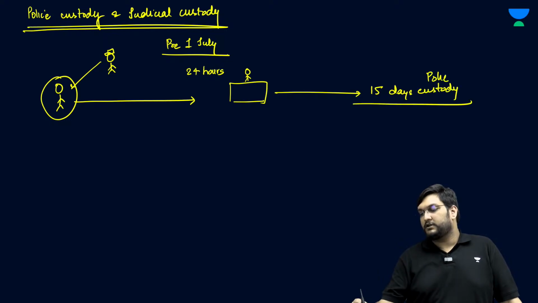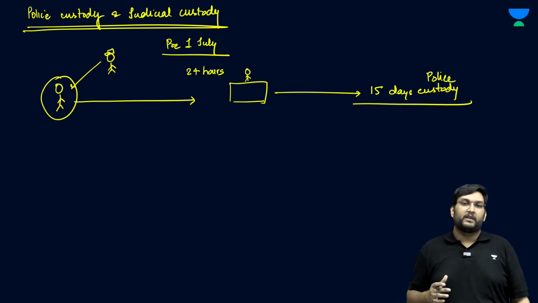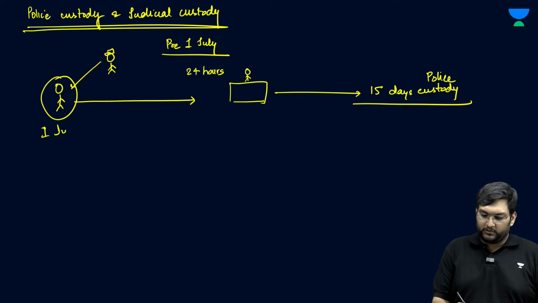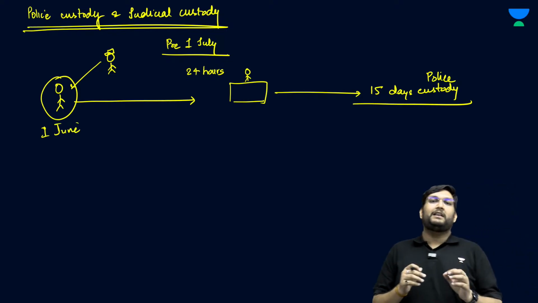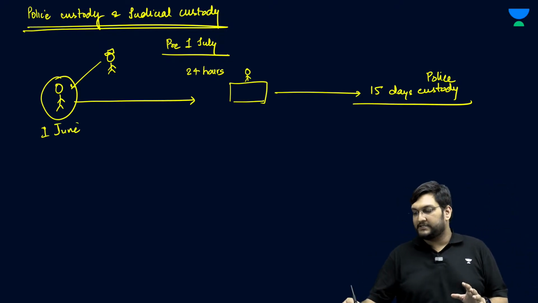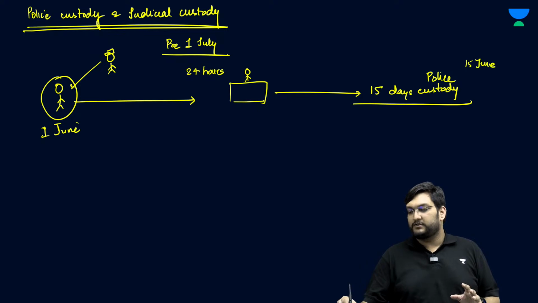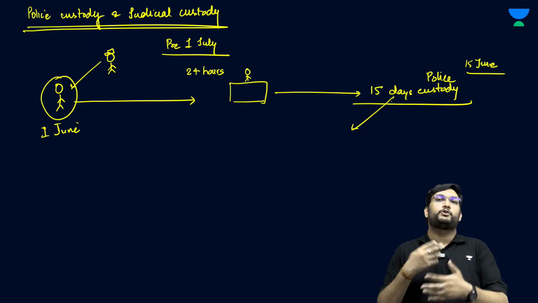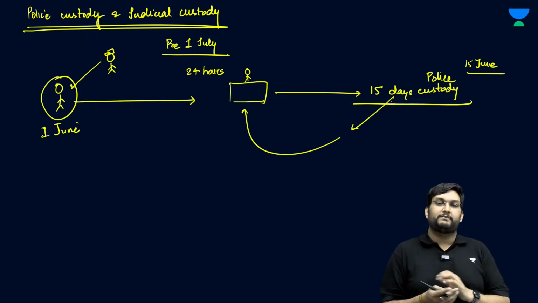But this was what is called 15 days police custody. Now the rule was from the date of the crime, for example 1st June, I can only be sent for 15 days to police custody till 15th June. After that, the police has to produce me again in front of the magistrate.